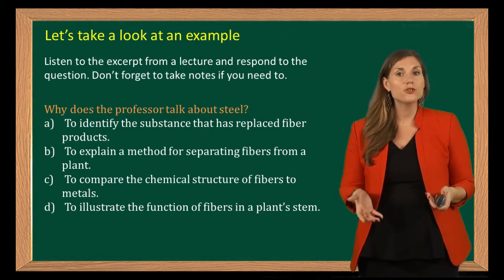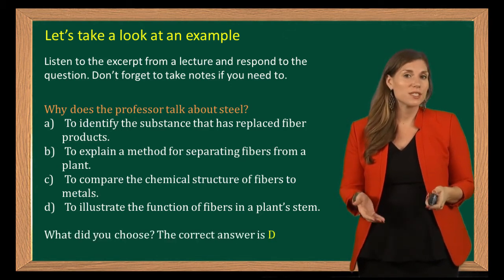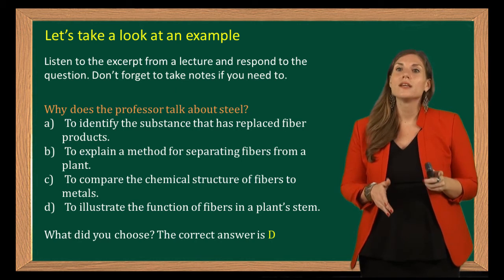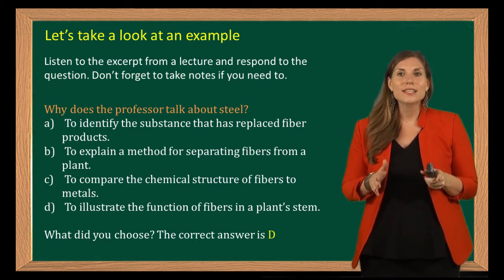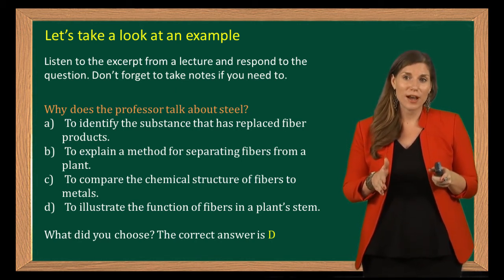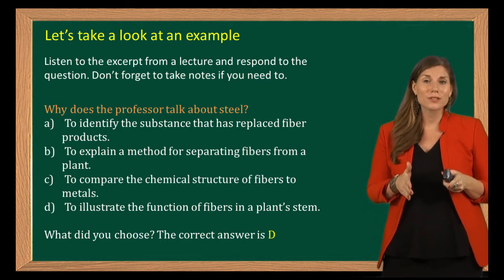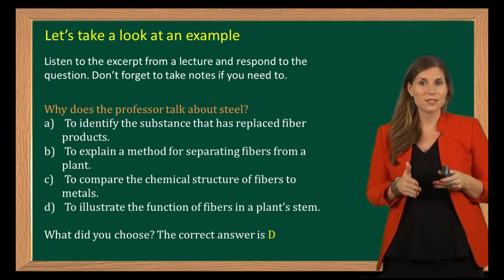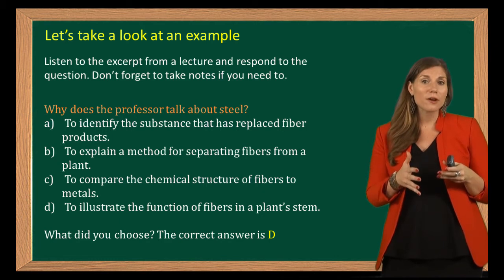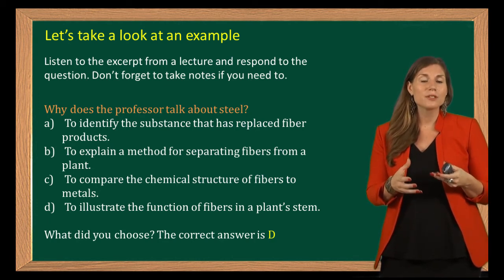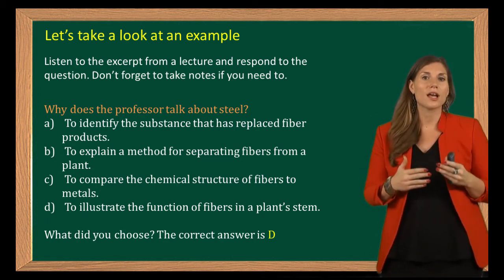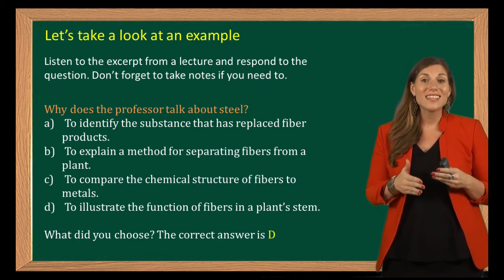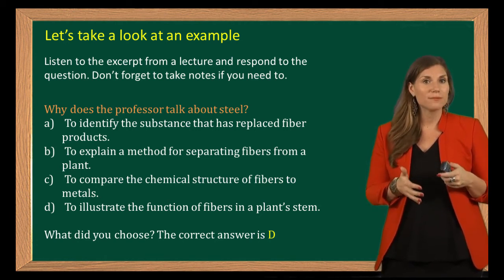So, what answer did you choose? If you chose D, then that was correct. Remember, the lecture is about plants and plant fibers, not steel girders. The professor mentions the steel girders only to compare them to the structural framework of fibers in a plant. This is the professor's attempt to help the students visualize the plant structure. This is a very important digression.